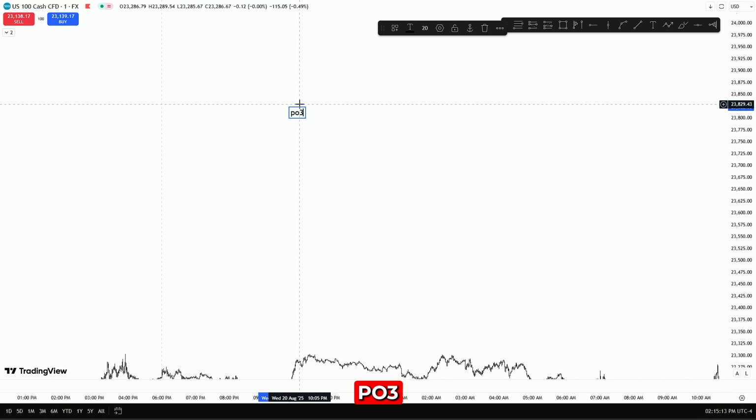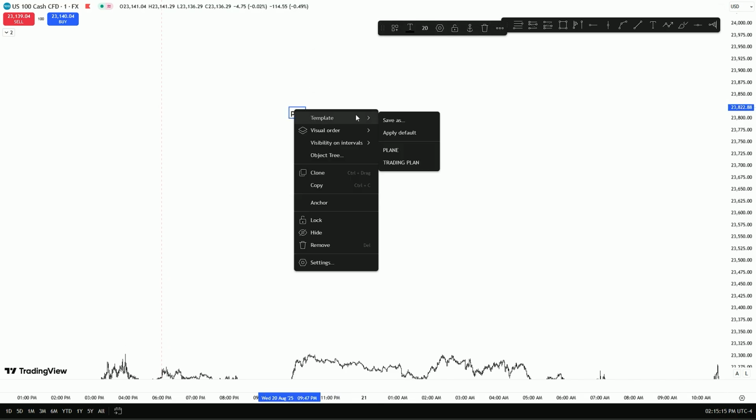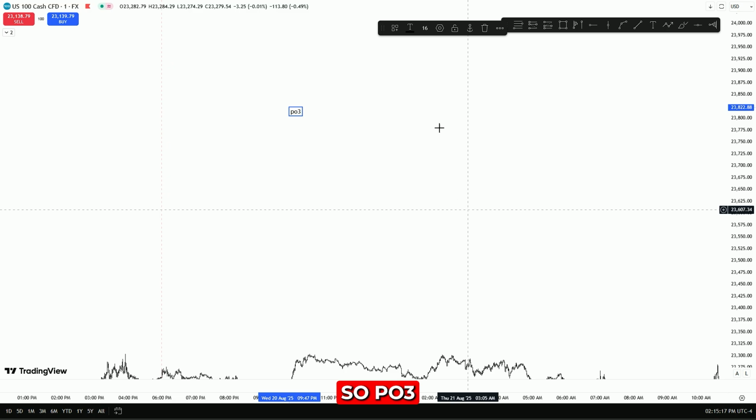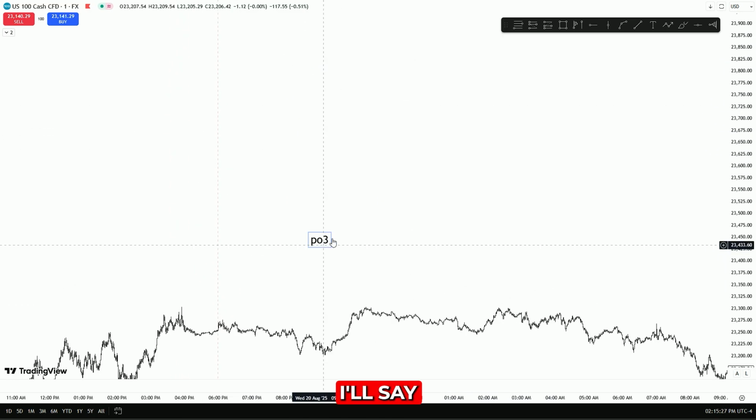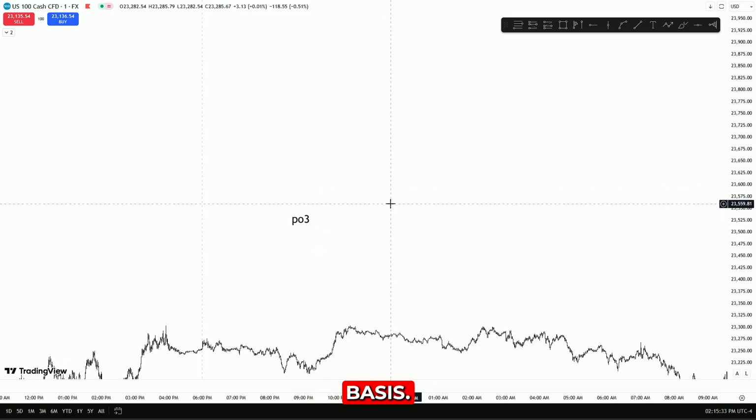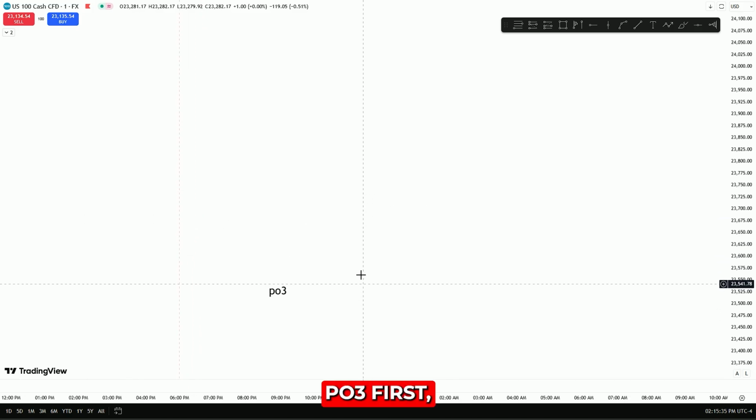PO3. So, PO3 is one of the most important. I'll say PO3 is the most replicated strategy in the market, which is done on a daily basis. All right, now what is PO3?